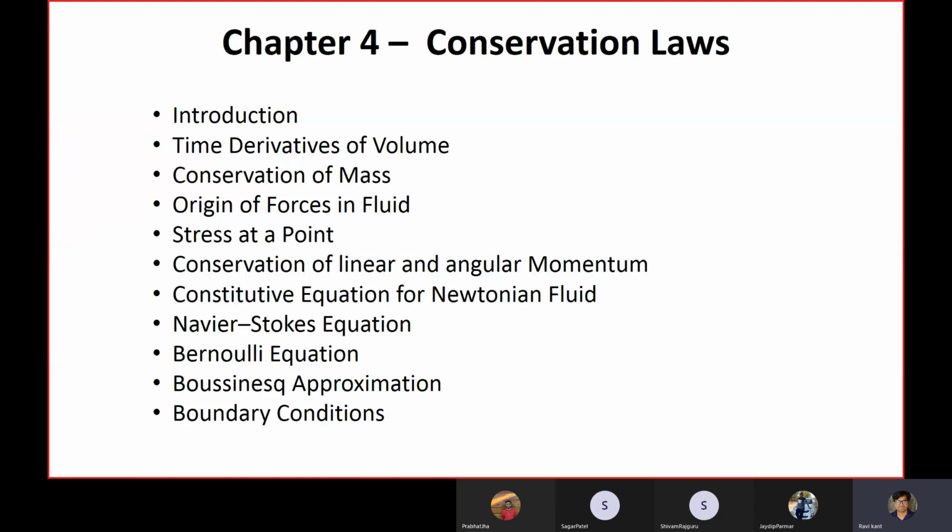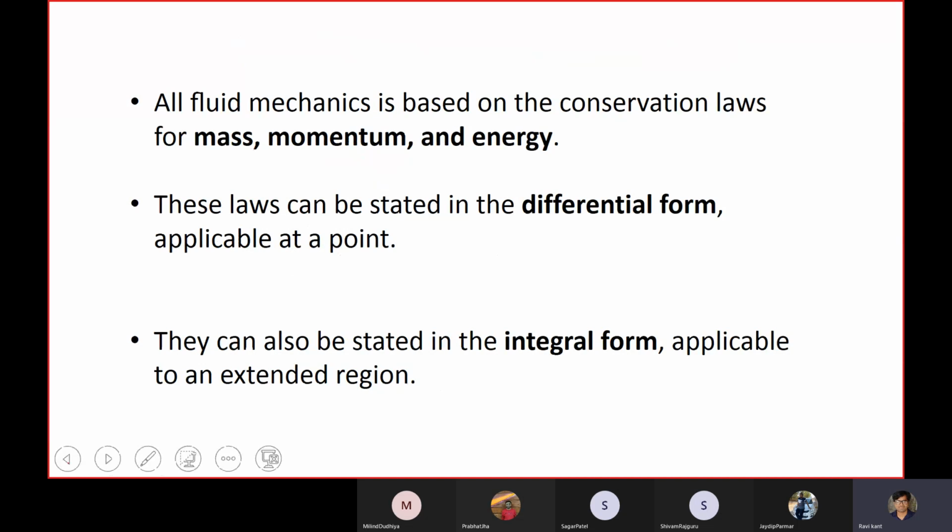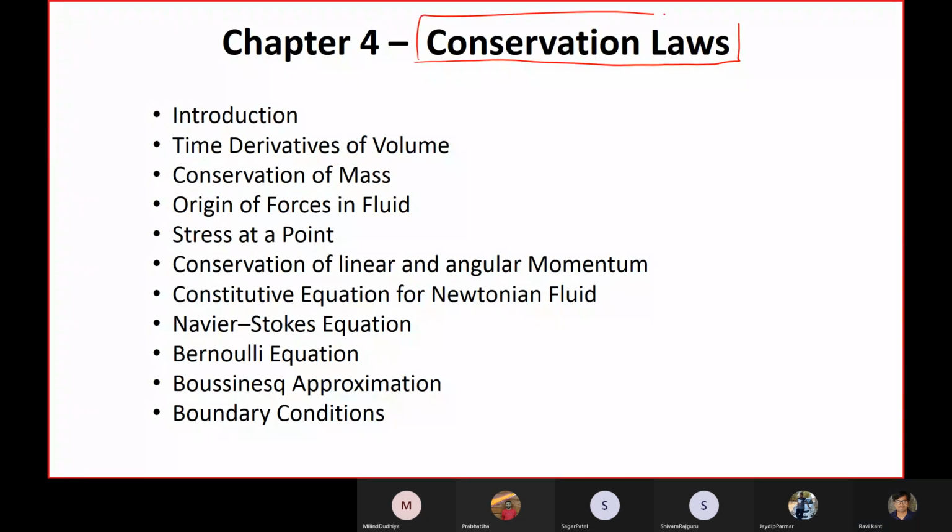So in today's class, we are going to take up a new chapter, that is conservation laws. This is chapter 4 actually. In this particular chapter, we'll go through a very basic introduction of conservation laws. What are those?